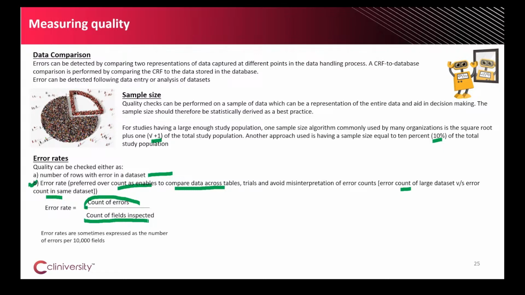Now, error rates are sometimes expressed as the number of errors per 10,000 fields. So you can simply extrapolate: if this is the error rate in the current count of the fields, what will be the error rate when the count of the fields is 10,000? That will give you the error rate, which can make results more comparable. You're scaling it. It gives a distinct advantage over raw error counts. Now, how? Let's look at this example.